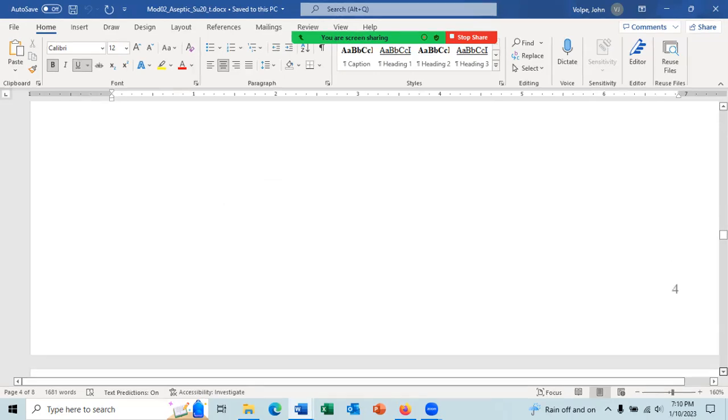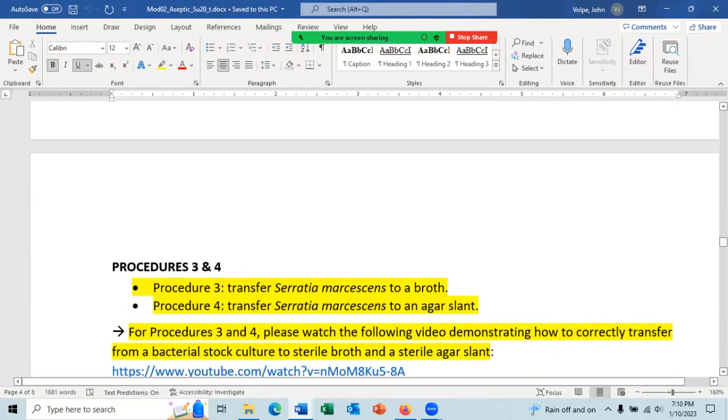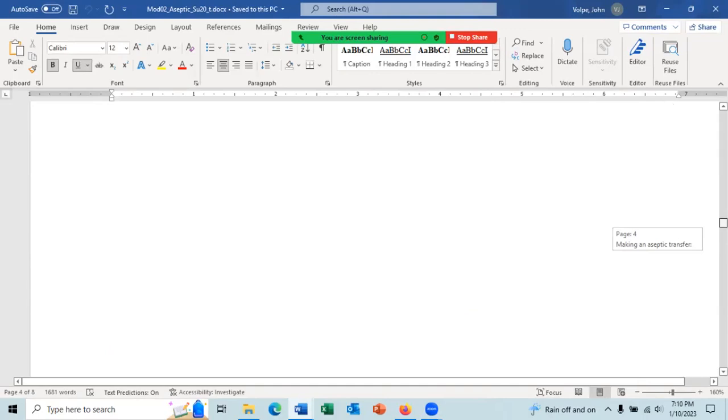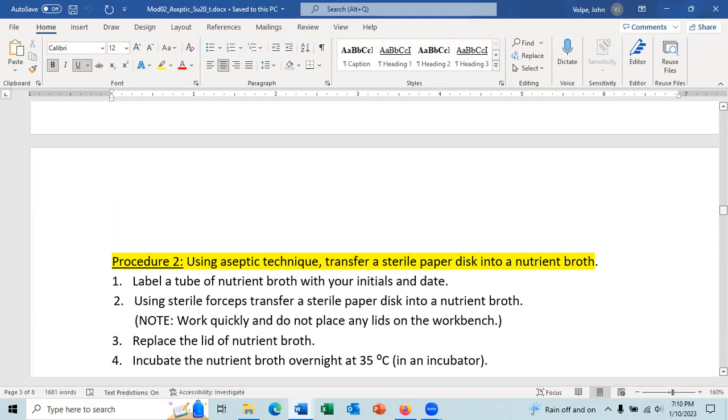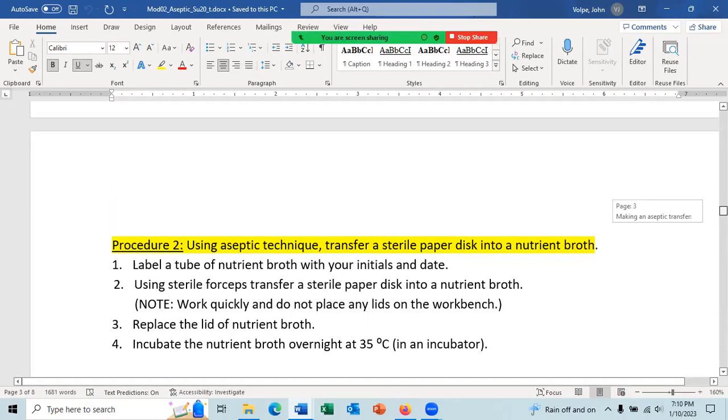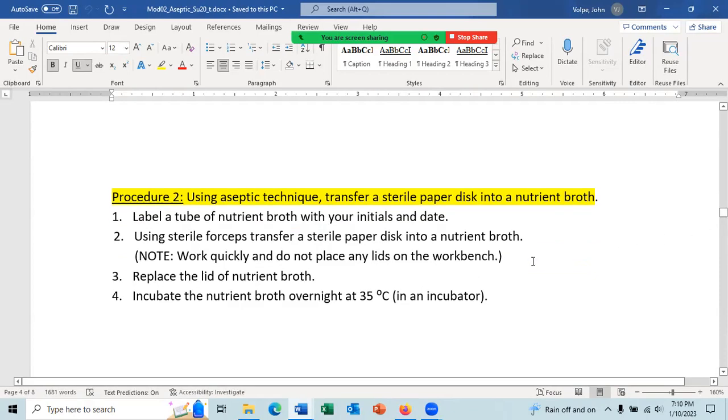Let me state how you do the aseptic transfer. For the pipette, obviously you use a sterile pipette and you use sterile water, and you take the pipette and take up 1 ml and then put it into your nutrient broth. For the aseptic transfer of the paper disc, you get a sterile paper disc, and it'll be covered with the lid to the petri dish, and you sterilize your forceps.